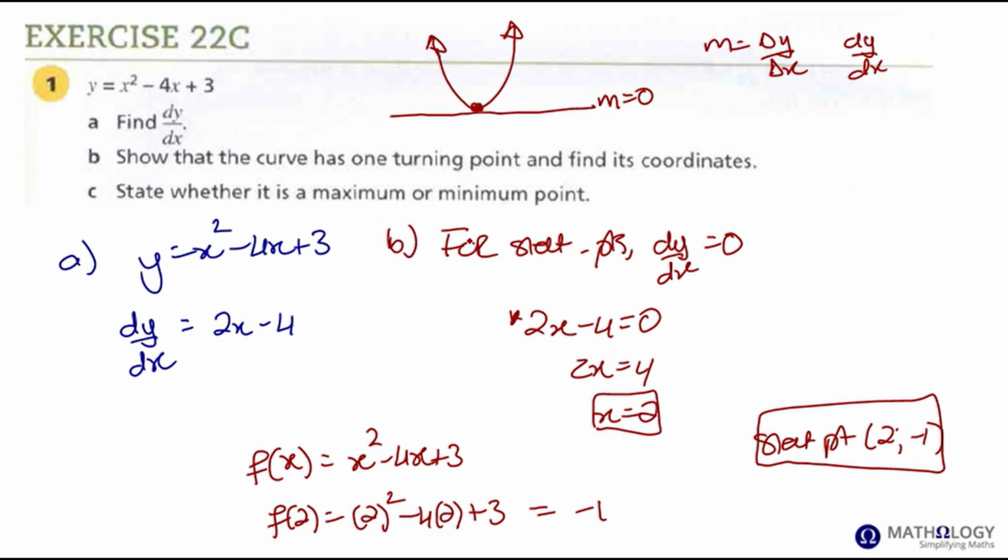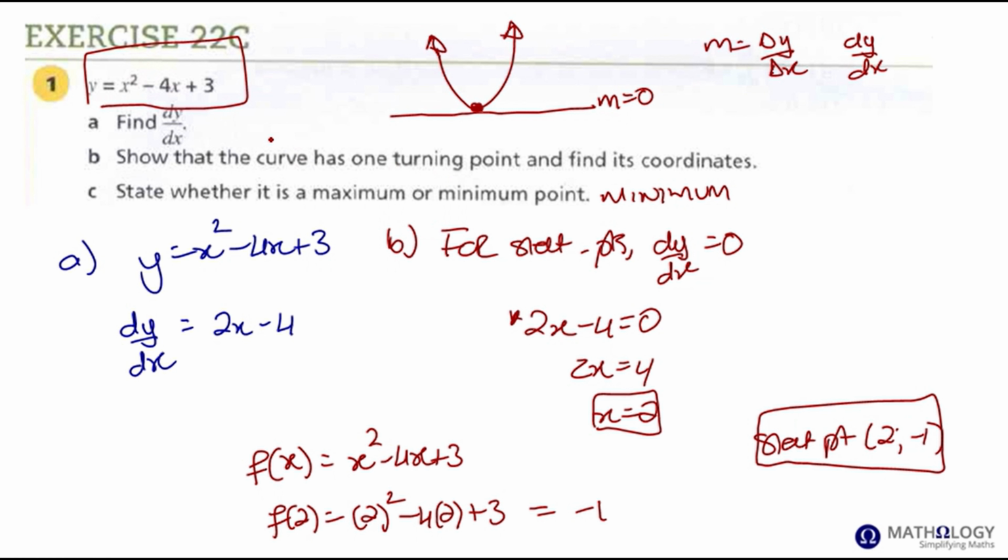And then to state whether it's a max or a minimum point, well, this is a quadratic function, and we clearly know that it's shaping up. So we know just from the nature of the quadratic function that this is going to be a minimum stationary point.